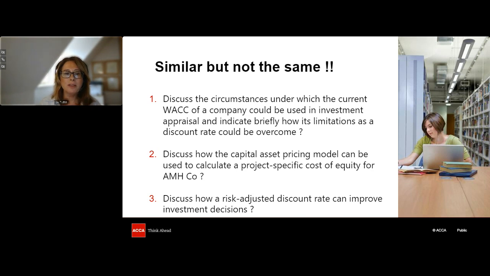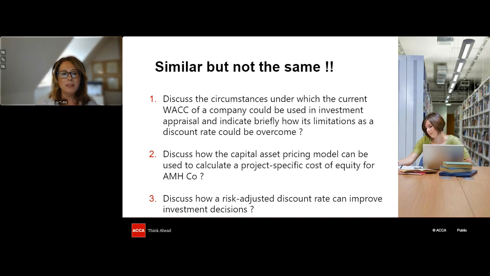Number two says discuss how the capital asset pricing model can be used to calculate a project-specific cost of equity. It's using the same theory. The capital asset pricing model uses the beta factors based on using the same business risk as the project you've got, and you re-gear it to your current financial risk and then use that in the capital asset pricing model. It's using the same theory, but you have to answer it in a different way. You're still using the terms business risk, financial risk, but you're not answering the question in the same way. You have to explain why you need to do that.